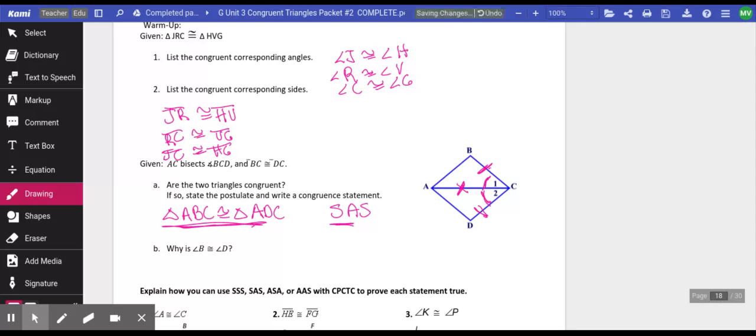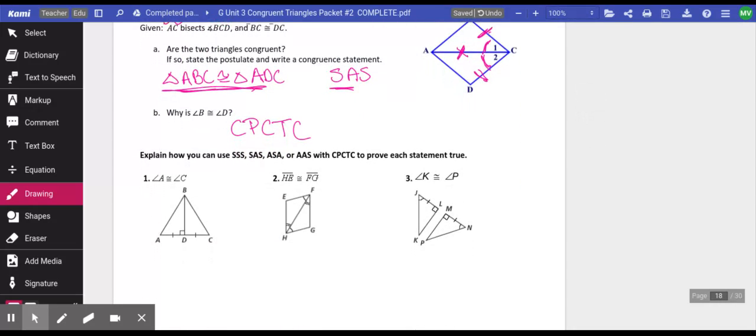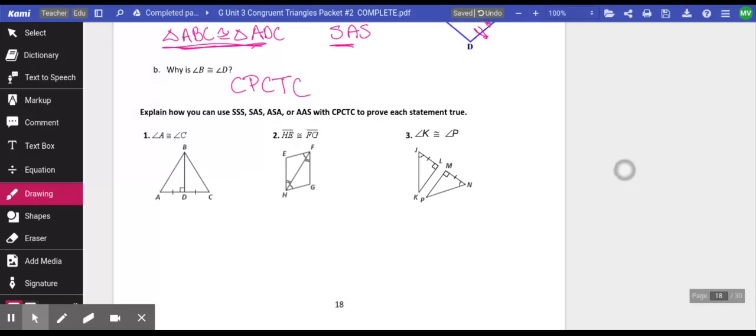Now, why is angle B congruent to angle D? Well, B is congruent to D because of CPCTC. Corresponding parts of congruent triangles are congruent. So now explain how I can use one of my postulates and CPCTC to prove each statement.